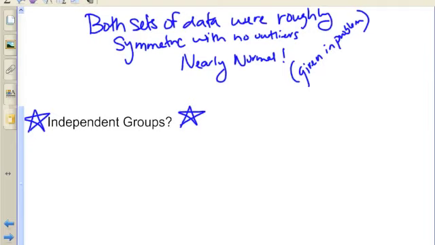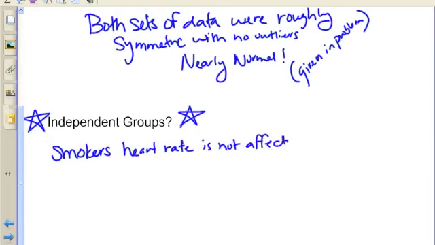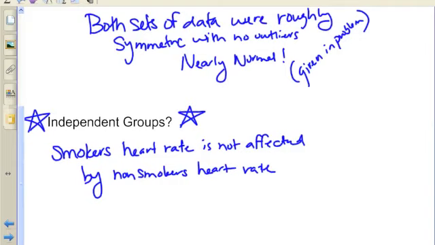So what do I mean by independent groups? I mean that the smoker's heart rate is not affected by the non-smoker's heart rate. And you're like, well, duh. Yeah, but we need to specify that. What would not independent groups look like?